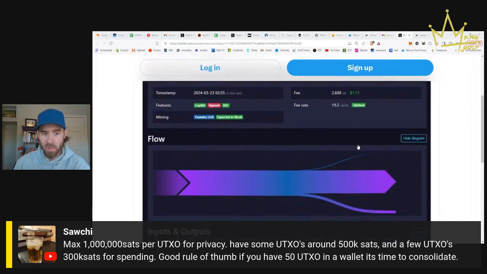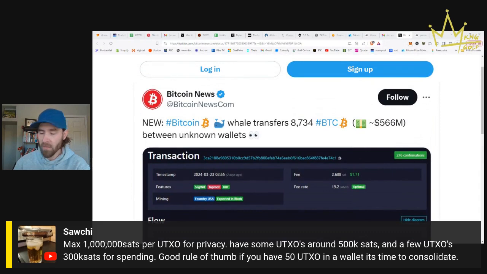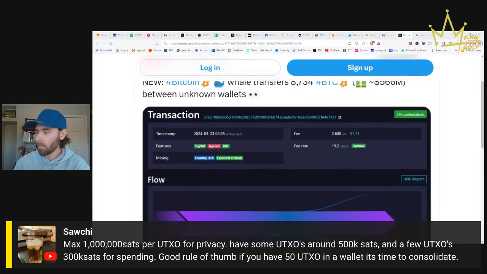If you think about how much money, fees, how many people would be involved for a transaction like that of $500 million anywhere else other than Bitcoin, think about how much that would cost and think about how many people would be involved in that. This cost $1.71 and they didn't need anybody's permission to do it.